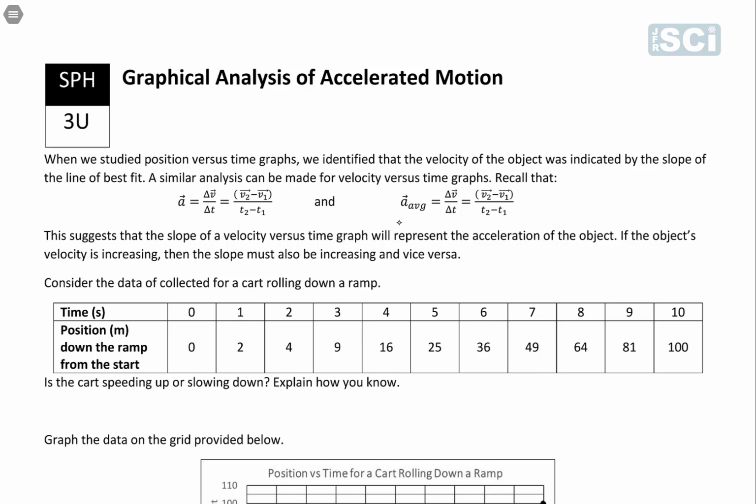Hey Royals, in today's lesson, we're going to look at accelerated motion. So before we get too far into it, let's discuss what the heck acceleration actually is.